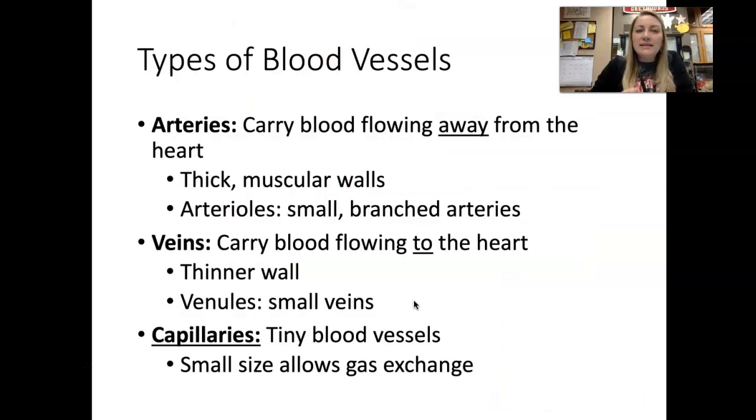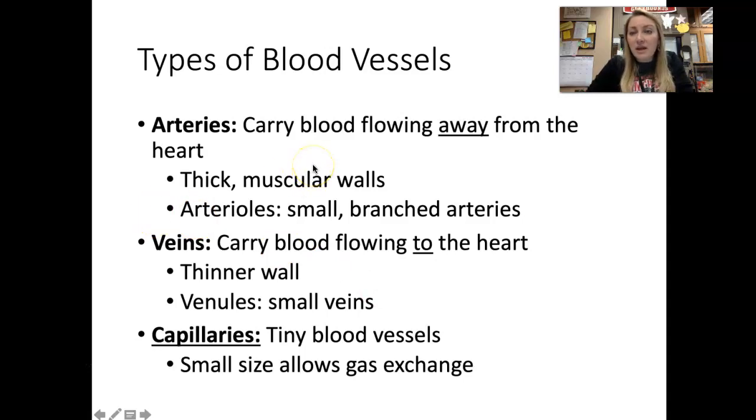Okay, so then the types of blood vessels. Arteries are always carrying blood away from the heart. So that's where it's confusing when people say arteries are red and veins are blue. No. Arteries carry blood away from the heart and veins carry blood to the heart.